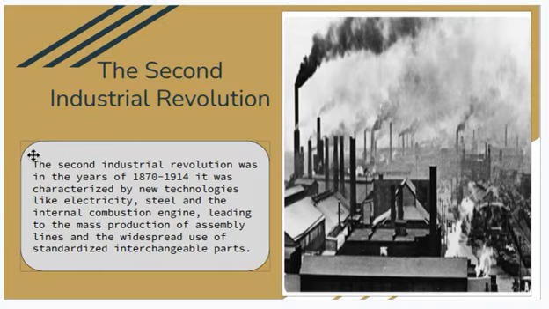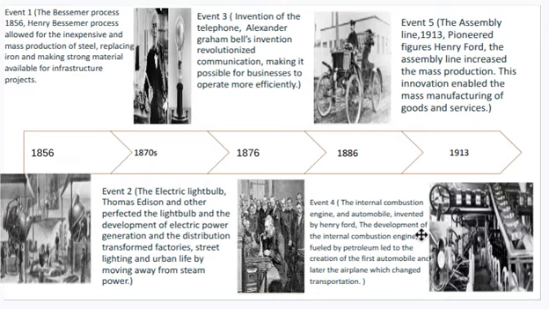The Second Industrial Revolution was in the years of 1870 and 1914. It was characterized by new technologies like electricity, steel, and the internal combustion engine, leading to the mass production of the assembly line and the widespread use of standardized interchangeable parts. And here's a photo of the Second Industrial Revolution. It also caused a lot of pollution, as you see in the air, but it was a new generation, a new era, the start of the Industrial Revolution. Alright, let's go to the next part.